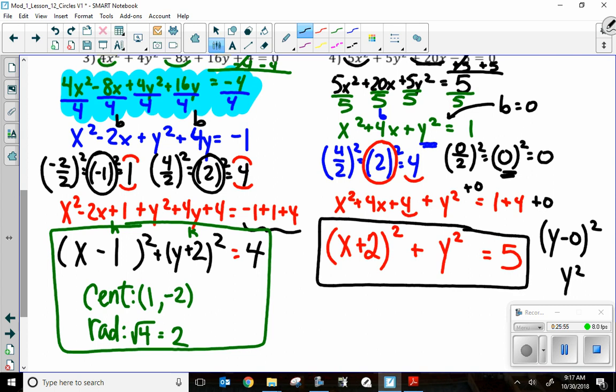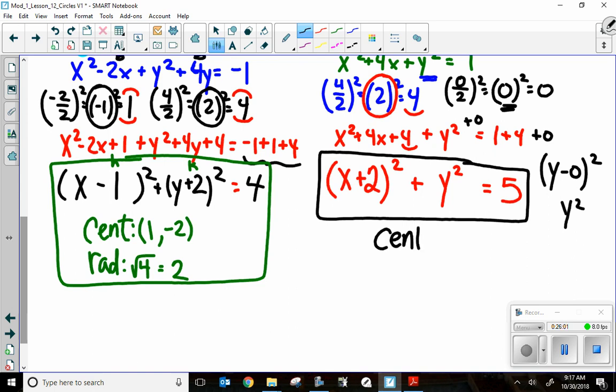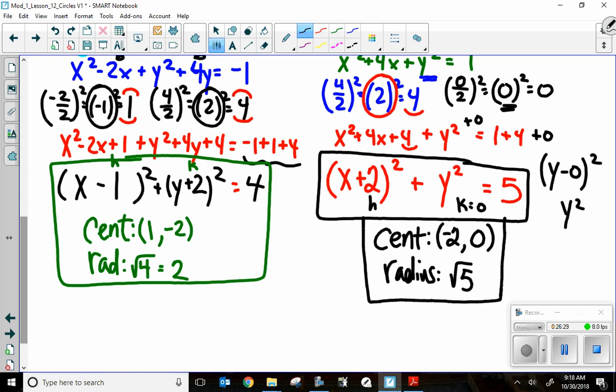That's fine. Because when I go to find my center and my radius, well, my center is h and k. My k is 0. I have nothing that I'm adding to y squared. My h would be -2. And my radius would be the square root of 5, which, guess what? That doesn't turn out to be a nice whole number. So why don't we just leave it square root of 5? Because you can do stuff like that in math. And it's fun. And we're done with that.